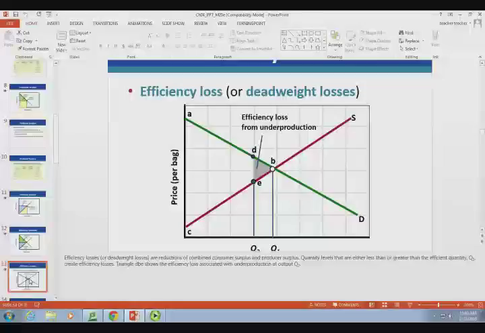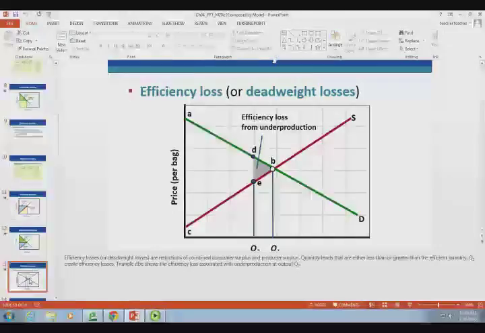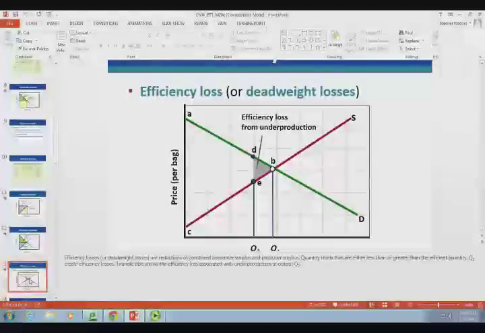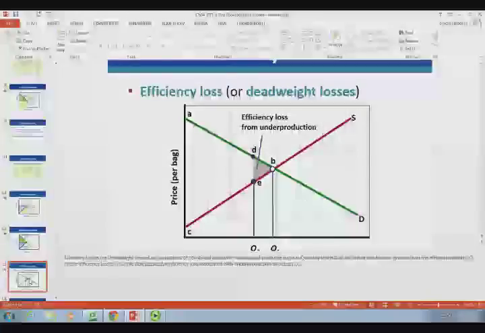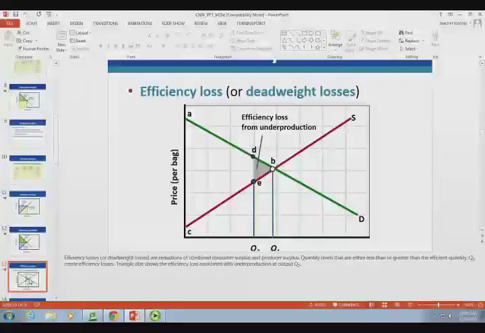We have an underproduction. Basically what I'm trying to say is, if I would have produced more, okay, I've decided to produce at point B where my quantity demanded is equaling my quantity supplied. But literally if I'm operating at this quantity, if I produced more, I would have been able to make more money. My economy would have been better.